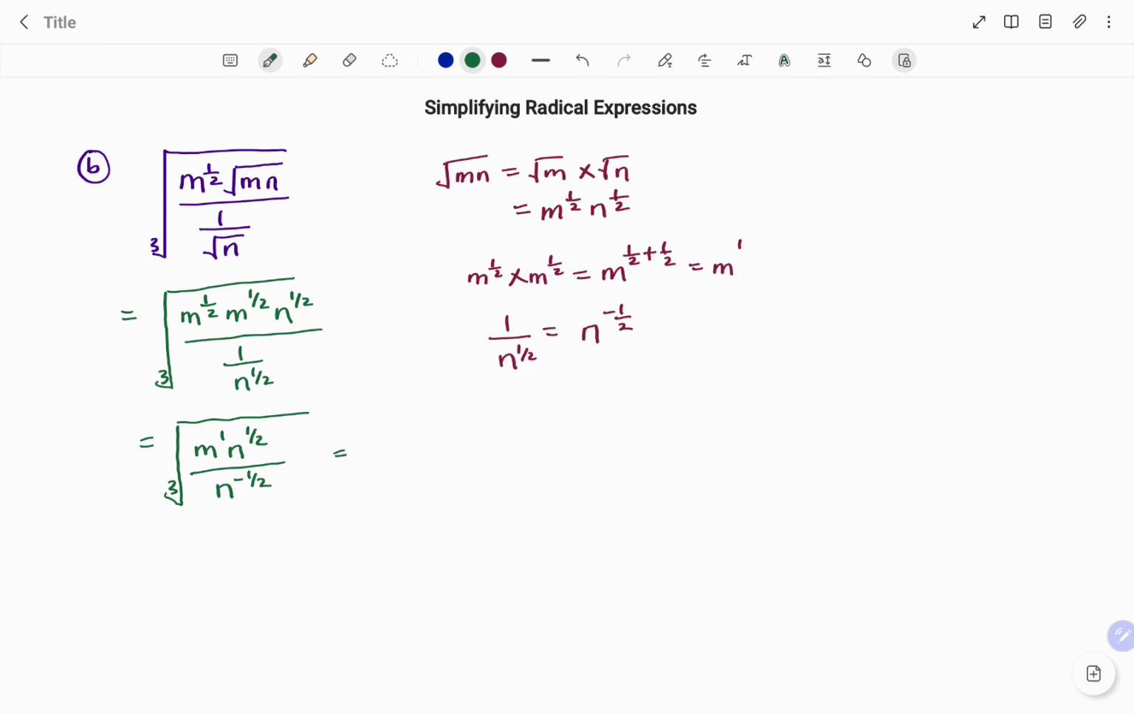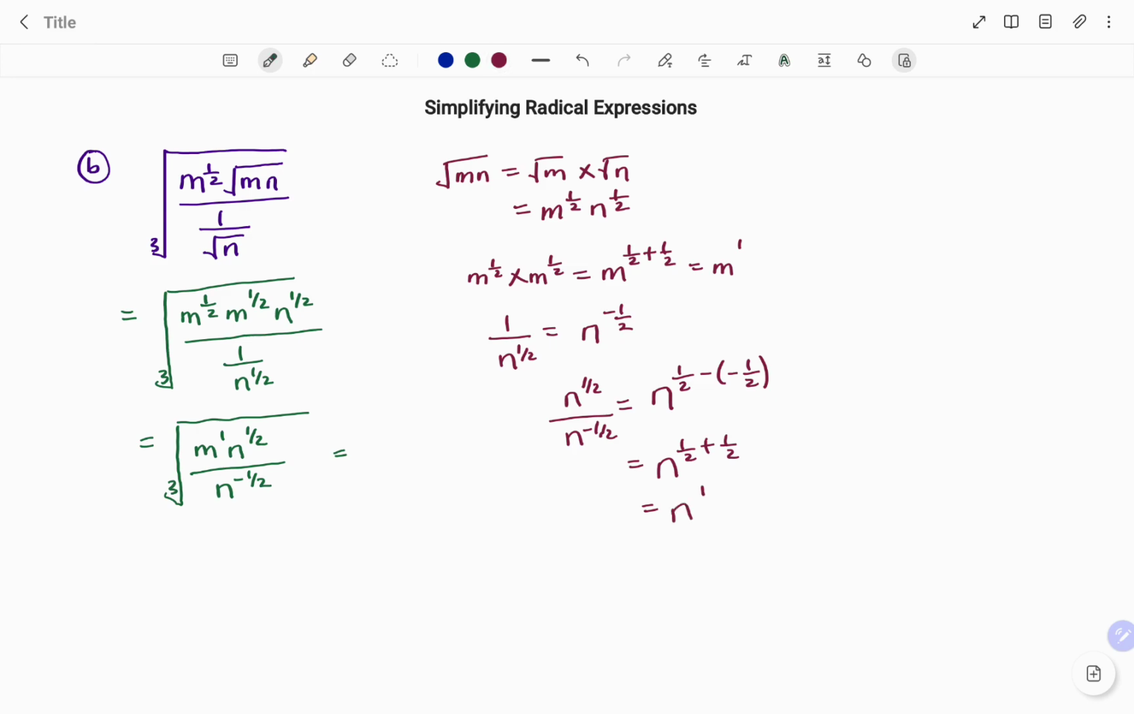And that will give me, applying laws of exponents again, if I'm dividing and I have the same base, I have n to the half at the top, dividing n to the negative half at the bottom. The exponent at the top is going to subtract the exponent at the bottom. And note that the exponent at the bottom is negative. So I have n to the power of negative times negative, that will be positive. So that will give us n to the power of 1.